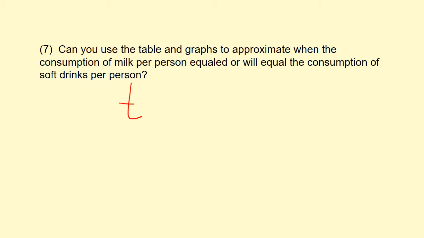So we want to look at that table that you filled out and see if you can find a value for t where they're about the same. And if you don't find one that's exact, you can approximate to the best of your ability. And the same on the graph. We're looking for one value of t on the bottom. Remember, t is on the bottom and gallons are over here. We want to find one value of t where the output is the same for both milk and soda.